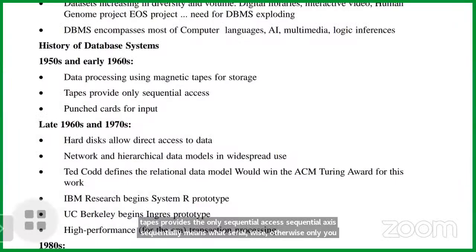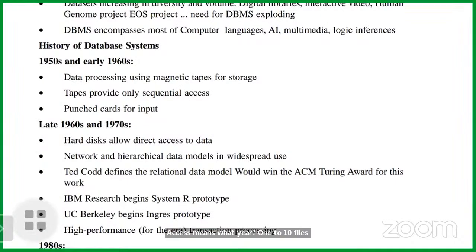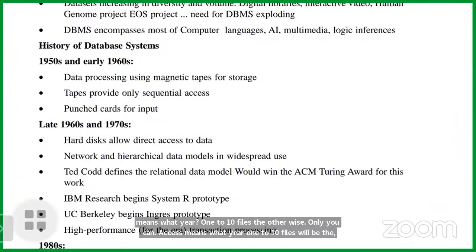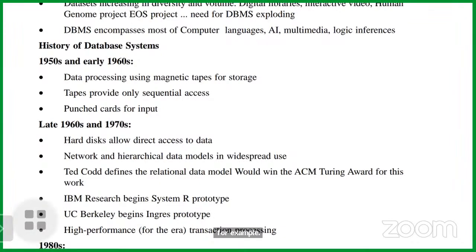Files will be there, for example. Okay, so how can you access randomly? You can't. If you want the 7th file, you can't access it. So what does sequentially mean?